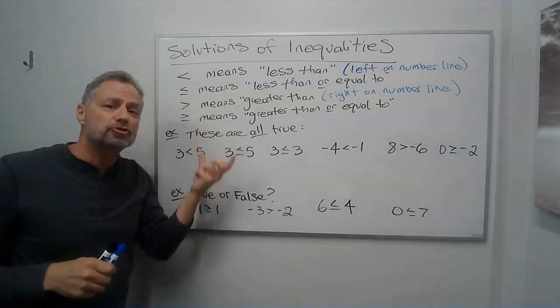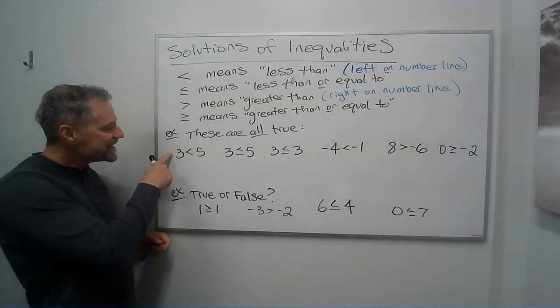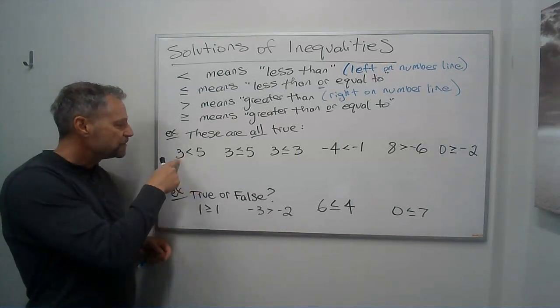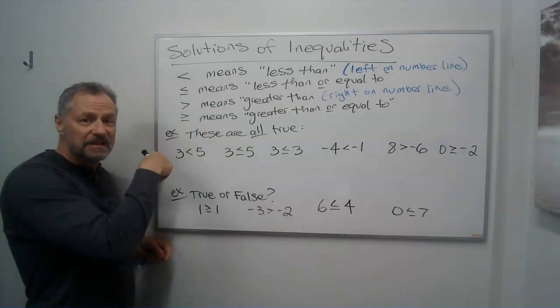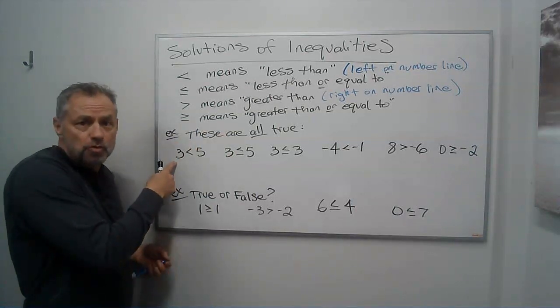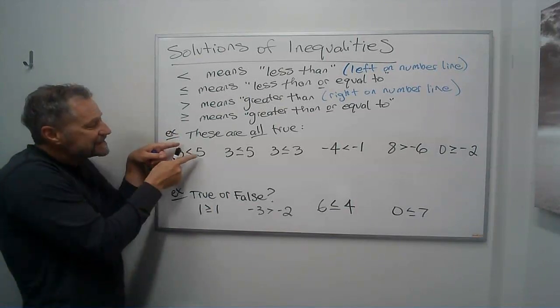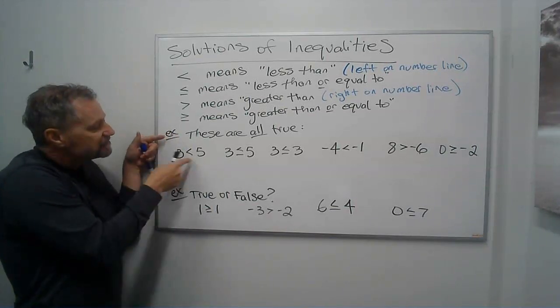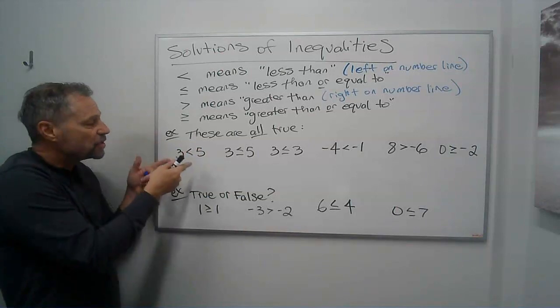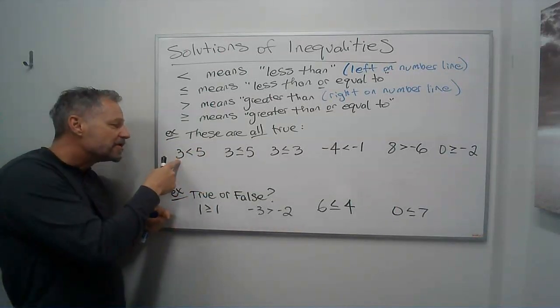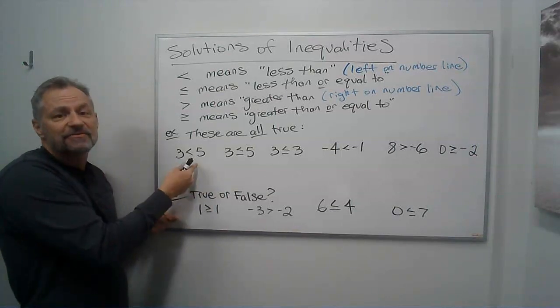These are all true. So if I say 3 is less than 5, well, 3 is less than 5, or 3 is to the left of 5 on the number line. Yeah, that's true. We know that to be true. Some people like to say, think of this as the alligator mouth and it wants to eat the bigger one. Oh, 5 is bigger than 3. It's trying to eat that. So we know that's true that way. Mathematically, we would say, oh, 3 is less than, or to the left of, 5 on the number line.